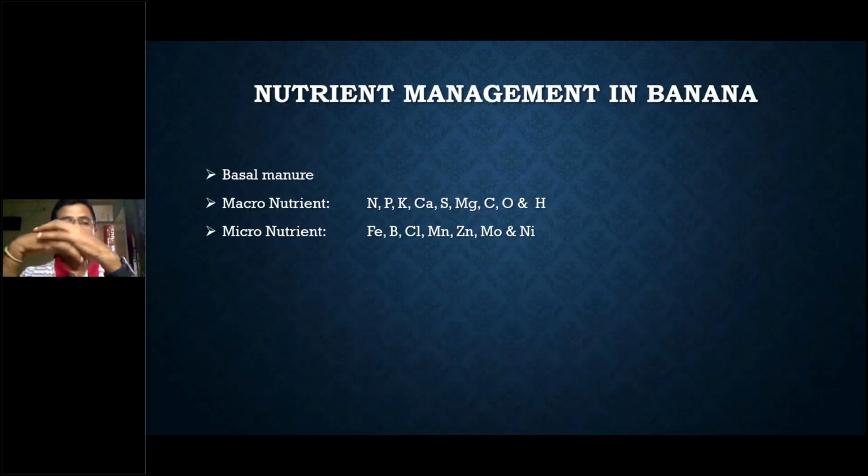So first, today we are going to discuss three topics. One is nutrient management in banana, and another one is pest. The third topic is diseases. So first we will start with nutrient management in banana.